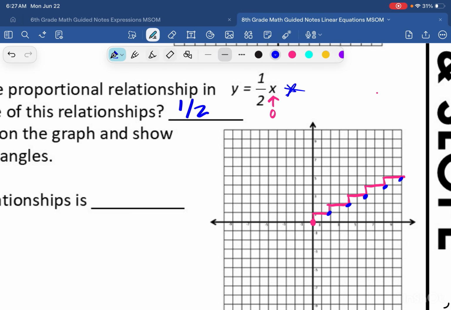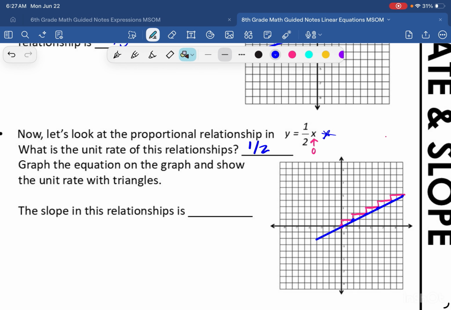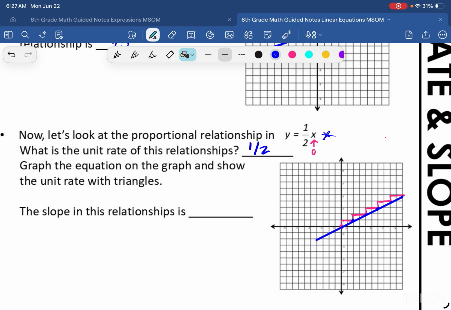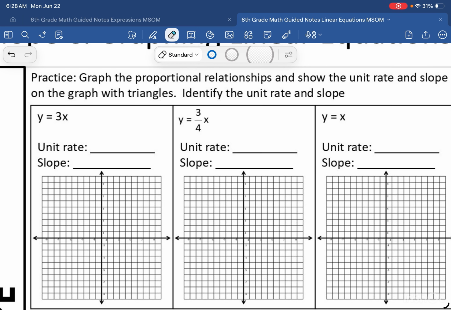I'm going to just connect it and make a line. The slope in this relationship is 1/2, because remember, they are the same in a proportional relationship, the unit rate and the slope. Practice. Graph the proportional relationships and show the unit rate and slope on the graph with triangles.